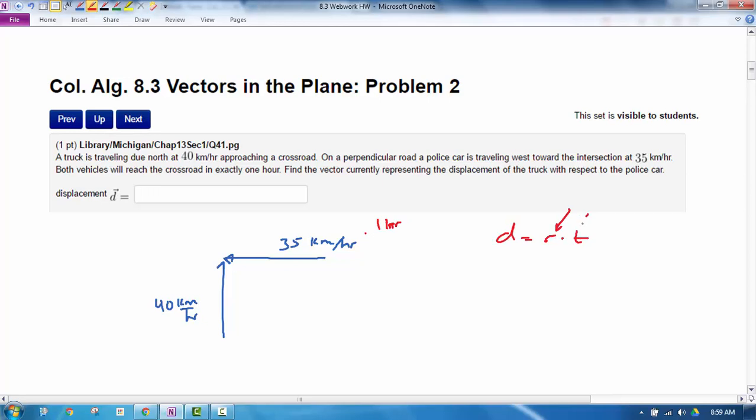So they gave us a rate and a time, so we could find the distance here, which multiplied by an hour, the hours cancel, and you just get 35 kilometers. So I'll just write 35 kilometers. Same thing here, you just get 40 kilometers. So that gives me distances now, because that's what it asks for.